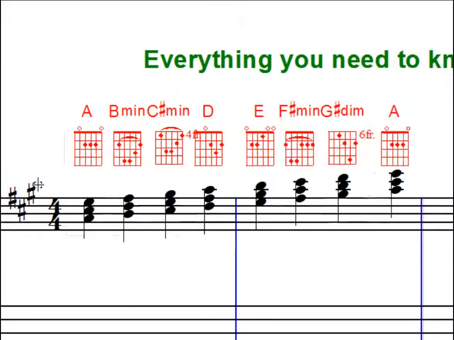This is why I'm so big, I'm a fanatic about making sure my students memorize the key signature, because if I said play a 2-5-1 chord progression in the key of A, you would need to automatically think to yourself, what are the notes in the key of A? A, B, C sharp, D, E, F sharp, G sharp. And the way you know that is because you've memorized the key signatures.